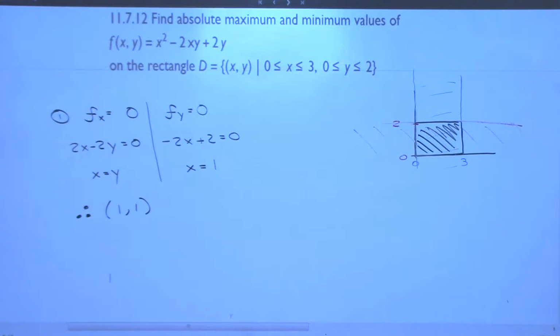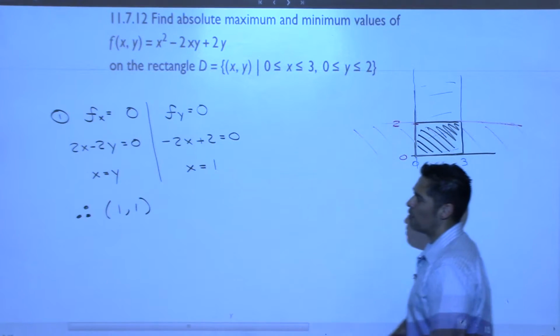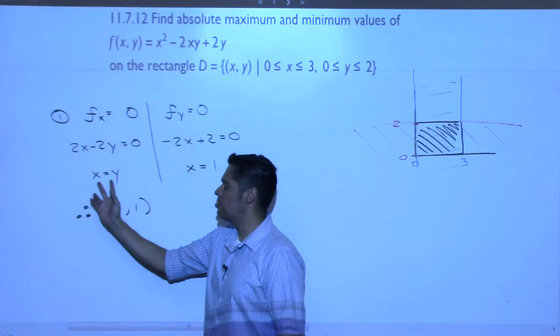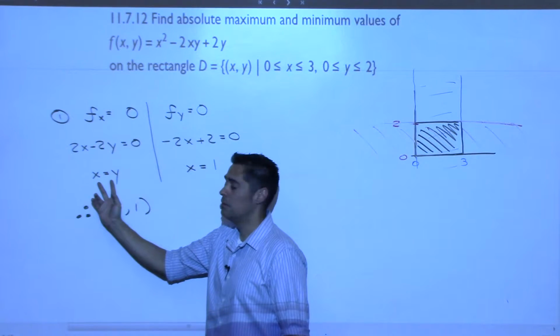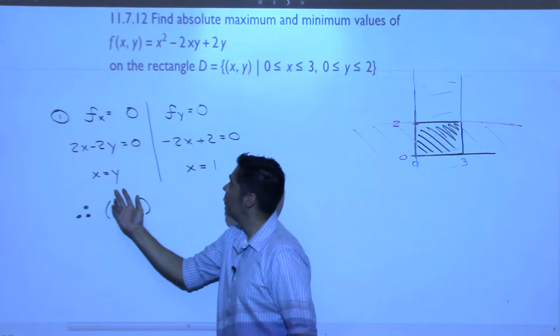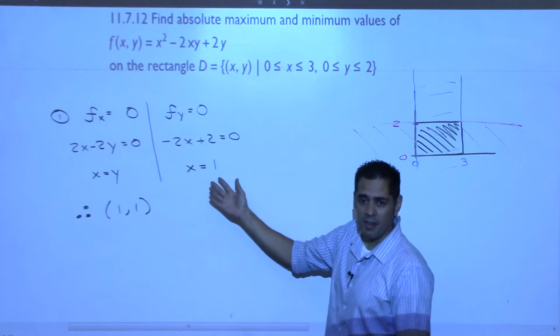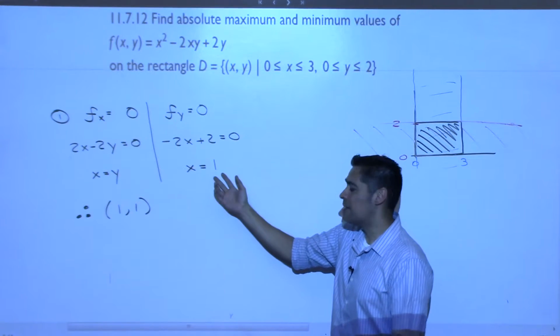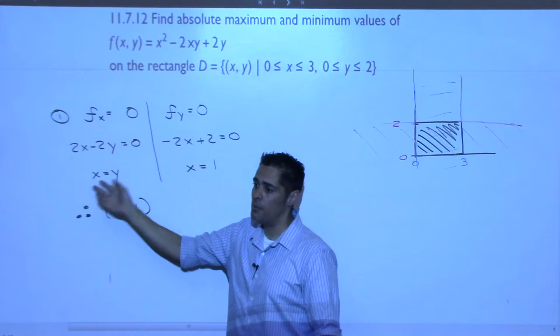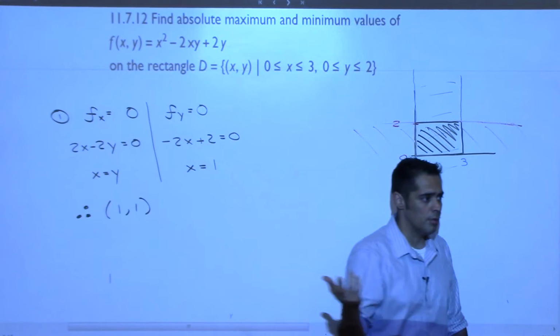Y'all got the partials yet? Set to 0? Got a solution? So your first partial set equal to 0, all you get is a relationship that x has to be y. That doesn't tell you enough. But the other partial equal to 0 tells you x has to be 1. And if x has to be 1 and y has to be x, then y has to be 1. So that's your critical point.